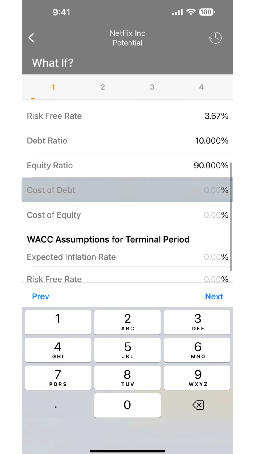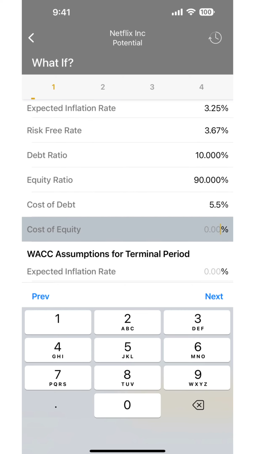Now we look at cost of debt and equity during the forecast period. The cost of debt is taken by looking at the risk-free rate and the default spread of the company. The cost of debt should be based on the currency in which the valuation is done and is for the forecast period. The cost of debt for Netflix is taken at 5.5%.